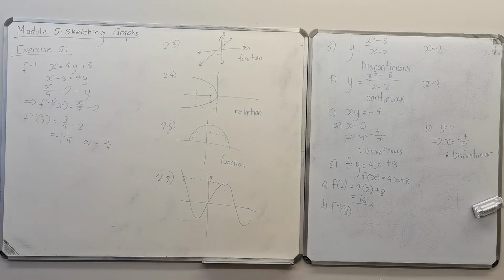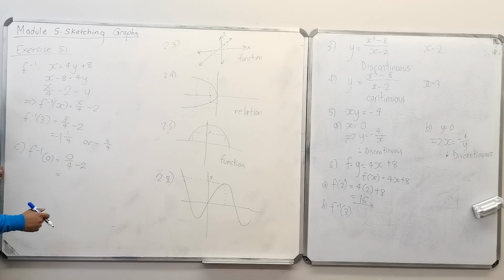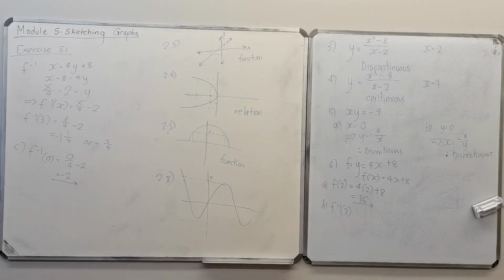Right. Then the last one that they ask you for is f inverse of 0. We know our inverse function formula, right? So wherever you have x, you substitute 0. 0 over 4 minus 2. 0 over any number is 0. Minus 2. That's the answer.